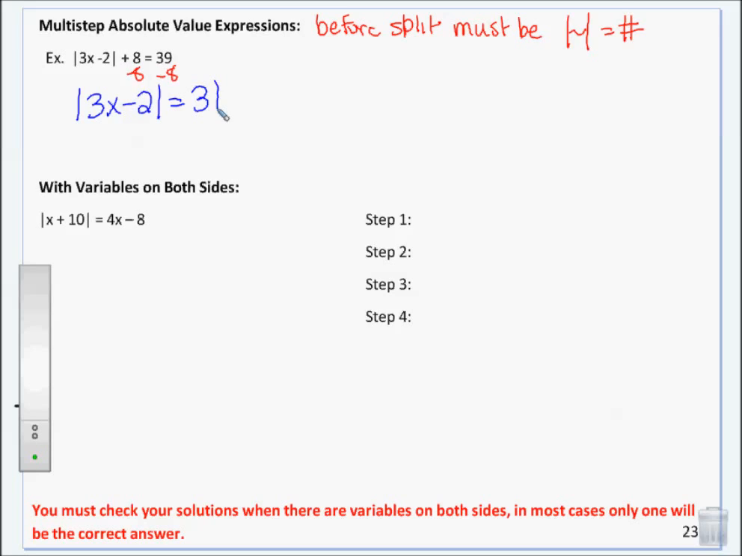So I have 3x minus 2 is equal to 31 or negative 31. So I add 2 to both sides. Well, all 3 sides. So 3x is equal to 33 or negative 29.